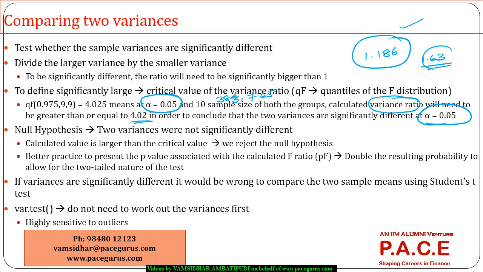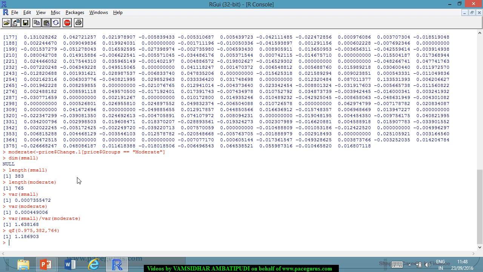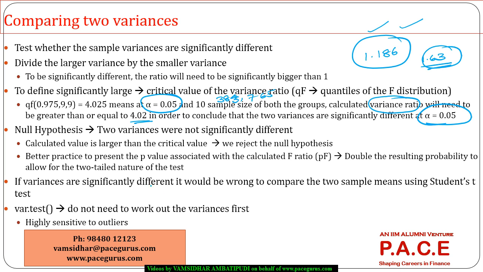Now we have got it as 1.63, which is higher than 1.186. So I can conclude that the variances between the small group and the moderate group are significantly different. The variance in case of small is much higher. Smaller companies have a much higher variance compared to the moderate companies.